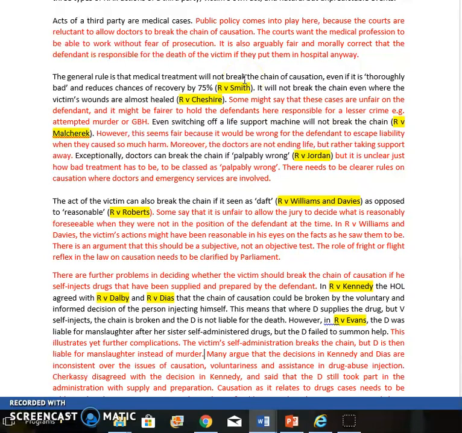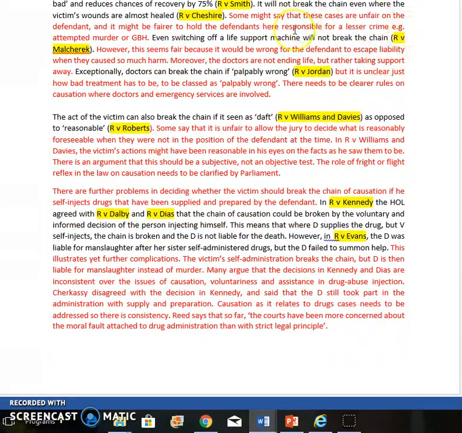So that does seem a little unfair, perhaps, and quite extreme that even when we switch off life support, that won't break the chain. However, rationale for that, and this is my evaluation, that the doctors are not strictly ending their life. They're rather allowing the initial injury, the stabbing or the shooting, to take its natural course. I've pointed out that they can break the chain of palpably wrong, but of course the problem with that is that we don't know how bad treatment has to be in order to be classed as palpably wrong. So there needs to be some clearer rules really on that.